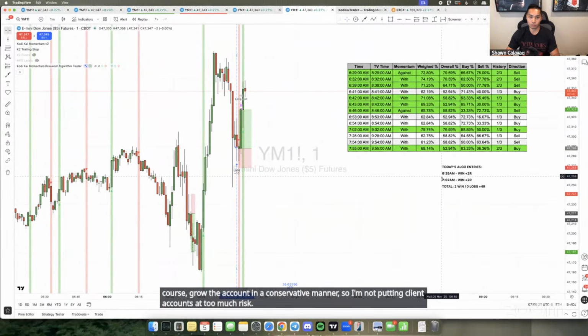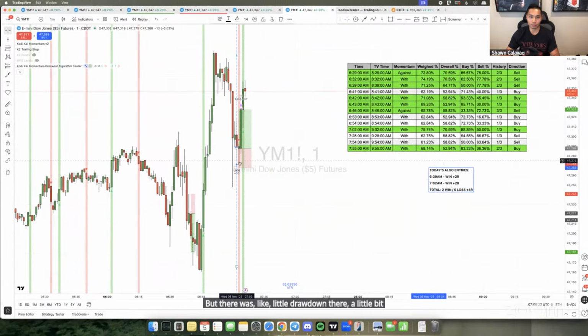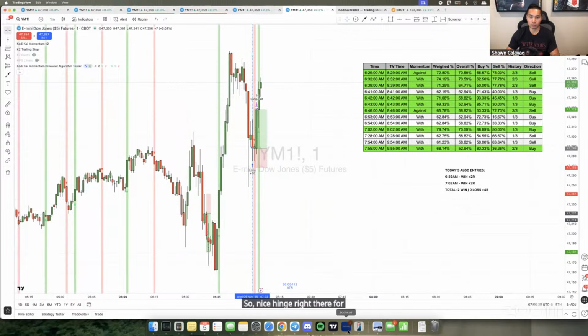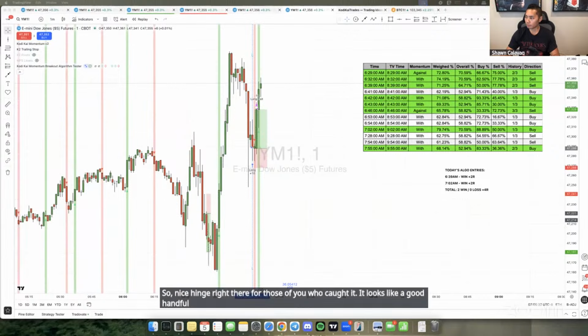But there was a little drawdown there. Price kind of came down maybe to the halfway mark, 10 points, and then it shot all the way right back up. So nice entry right there for those of you who caught it. It looks like a good handful of you guys here caught it.